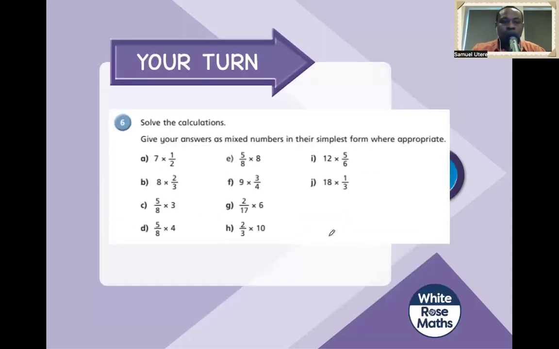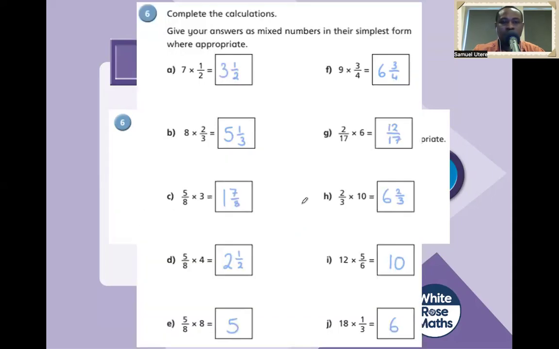Pause the video and answer question 6 in 2 minutes. Assuming you've paused the video and you've answered question 6, here are the answers. Let's discuss them. So here, 7.5 will be 7 over 2. If you write that as a mixed number, here is what your answer will be. And here are the answers. So by now, you should know how to write numbers as mixed numbers and how to do these calculations.